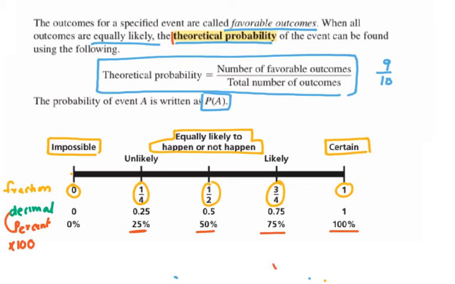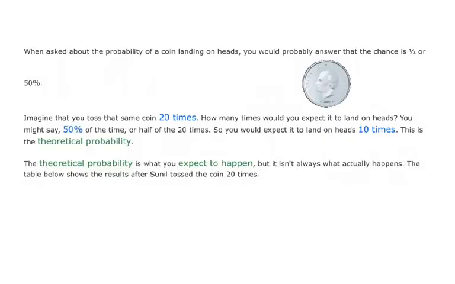We learned about theoretical probability, but let's see an example for that, what it is. So we have an example here. When we are asked about the probability of a coin landing on heads, you would probably answer that its chance is half. All right, it's 50% chance that it would land on its head.